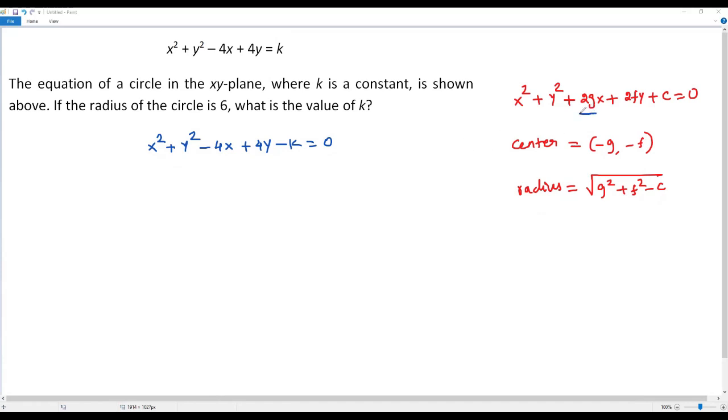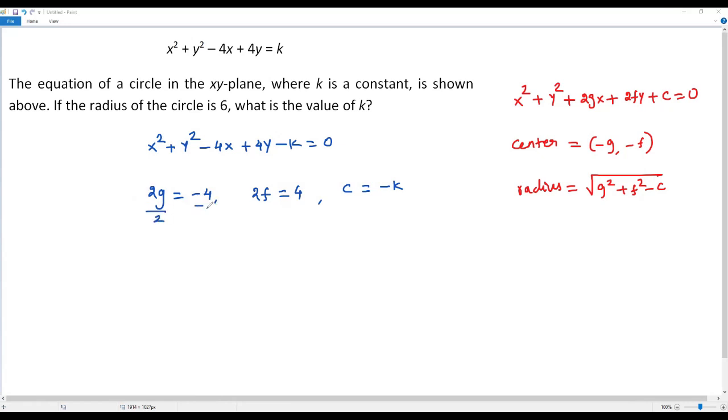Here the coefficient of x is 2g. What is the coefficient of x in the given equation? That is −4. So 2g must be equal to −4. What is the coefficient of y? That is 2f. What is the coefficient of y in the given equation? That is 4. So 2f must be equal to 4. And here the constant term is c. What is the constant term in the given equation? That is −k.